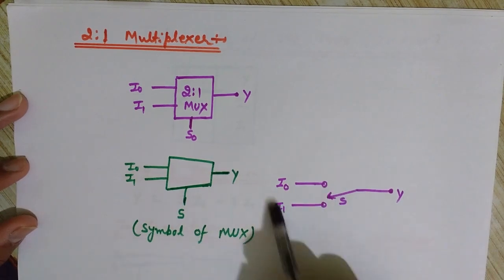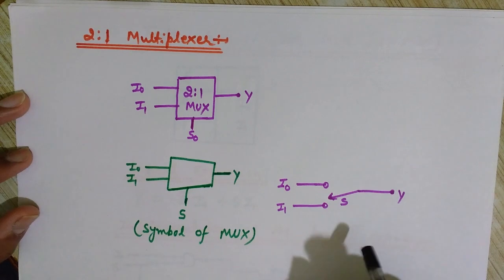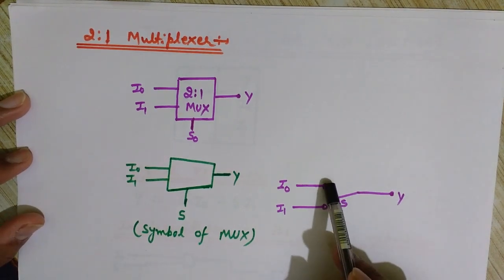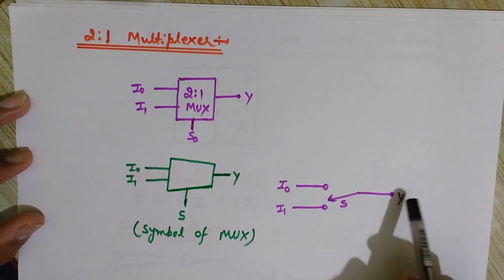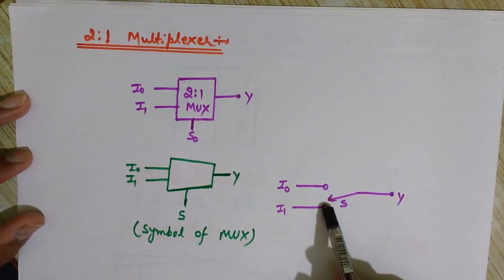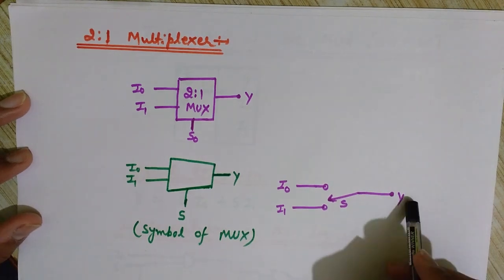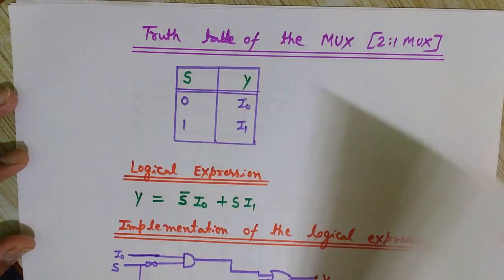This is the symbol, and you see this is the switch, and it is analogous to a switch. If you touch it with this I0, then I0 will appear on the output side, Y will be equal to I0 input, and if it touches this I1, then this will be transmitted to the output side, so Y will be equal to I1. So this is a simple symbol of MUX.